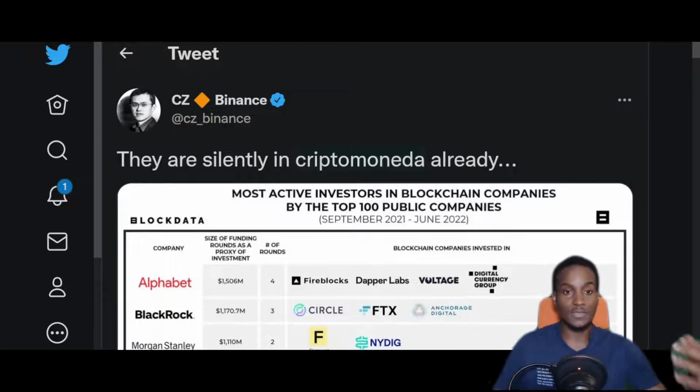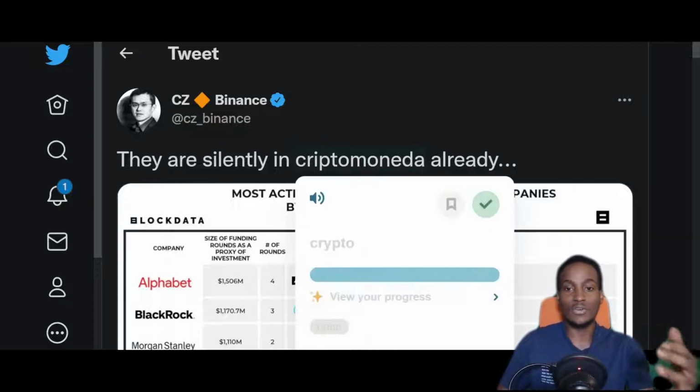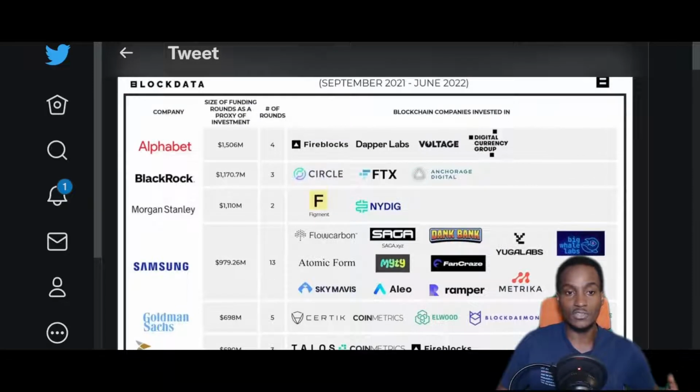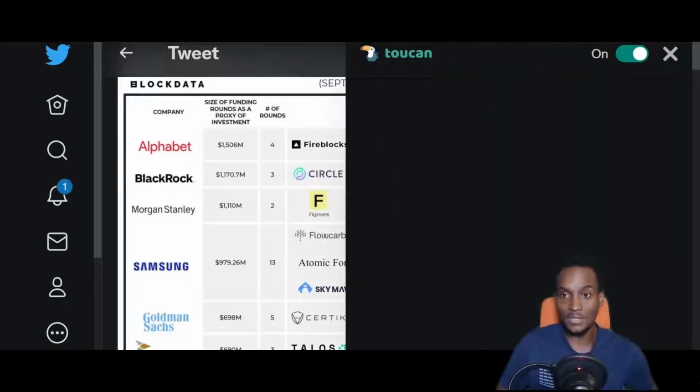Now, this goes into the fact that when you're doing your research in the cryptocurrency landscape, you want to look at the team, you want to look at the product, and you want to fall in love with what you're building or what you're investing in if you're not a builder. So they are silently in cryptocurrency already. So they're pinpointing some of these companies that have embedded themselves in the cryptocurrency landscape.